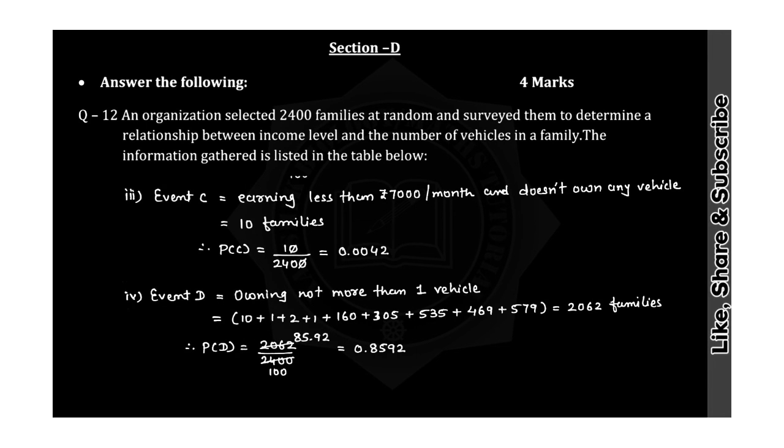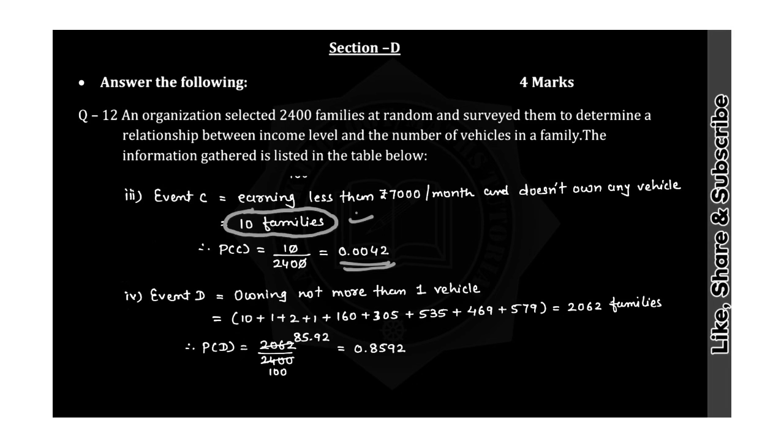Now similarly consider event C. Let event C be earning less than rupees 7,000 per month and not owning any vehicle. This condition is fulfilled by 10 families, and that will be your favorable outcome. And therefore the probability of that event will be 10 upon 2400. Now 100 will cancel, so 1 upon 240, and the final answer will be 0.0042.